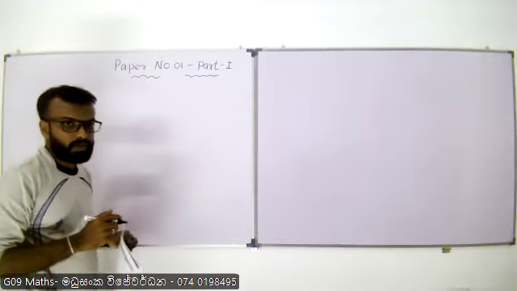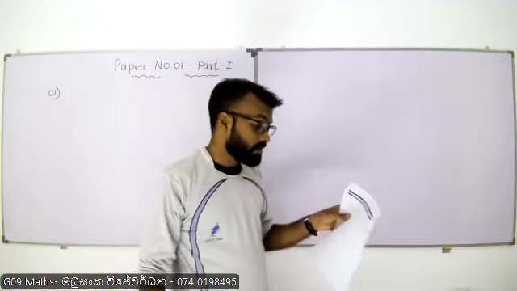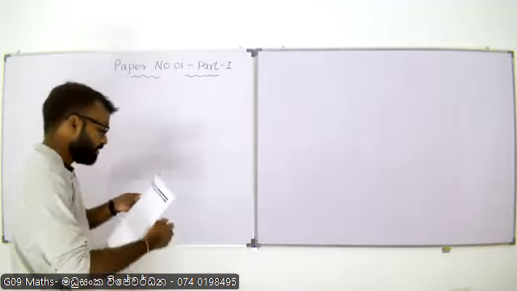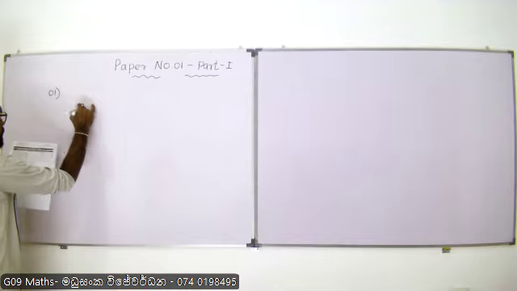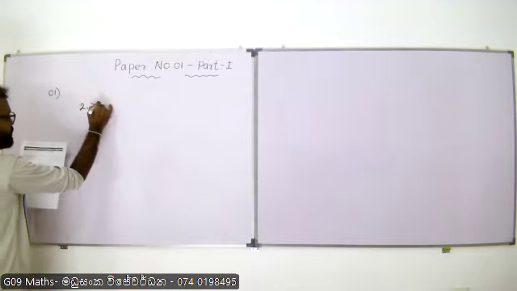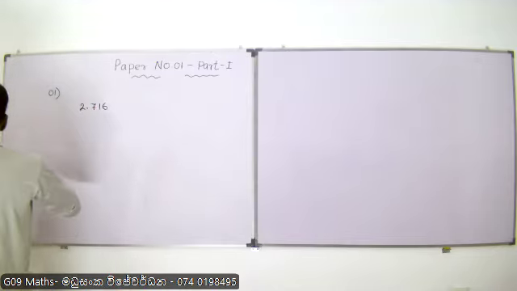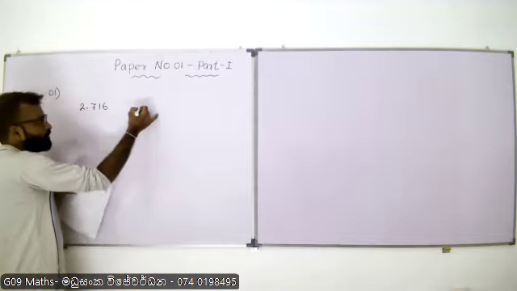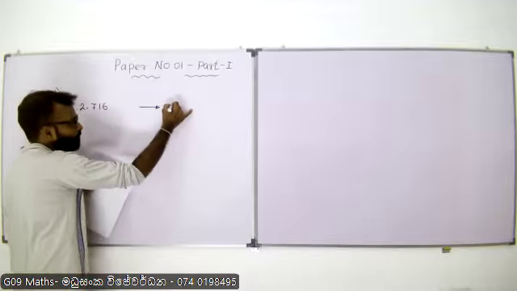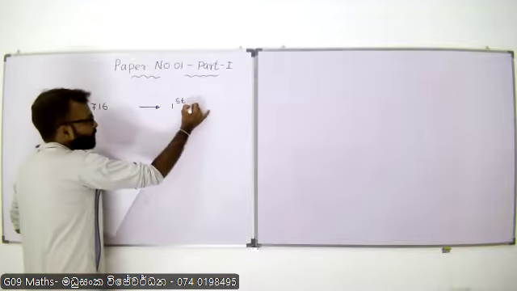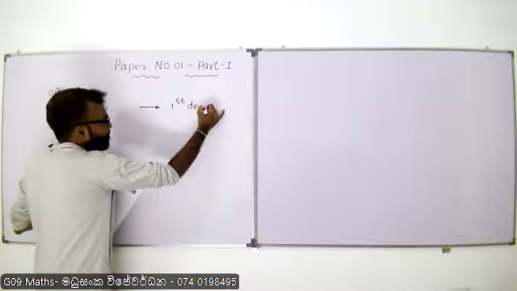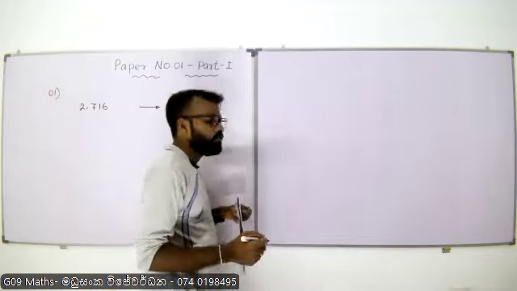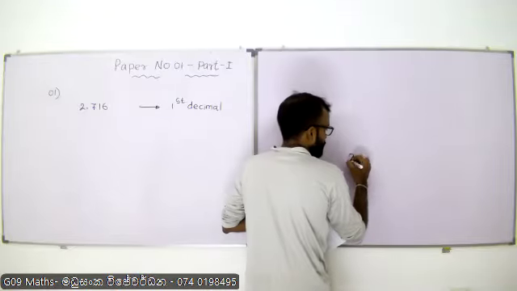Okay, number one. So here, what we want to do is round up, rounding. So what is the round up? 2.716 to the nearest first decimal place.